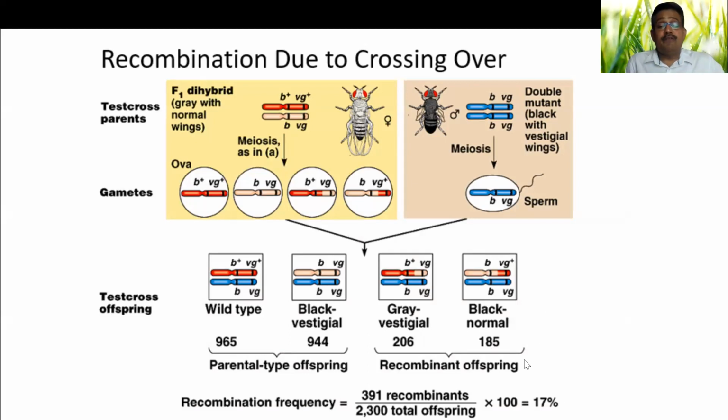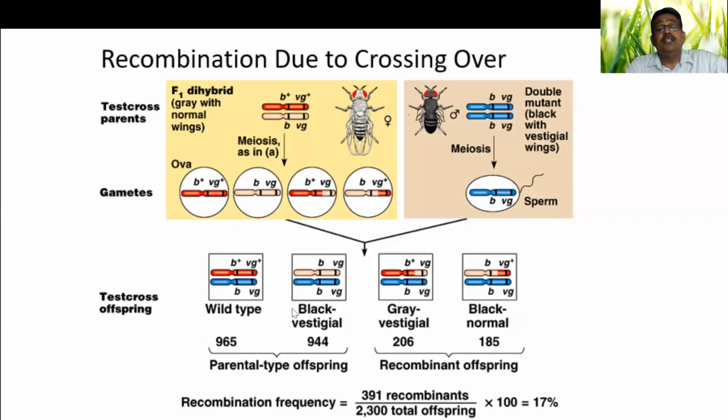So the test cross offspring will tell us the real distance between these two genes, how much recombination happens. This is the parental type. We have 944 of this other parental type. This is the F1. This is another parental type, the wild type. This is 965. So the remaining are recombinant types.